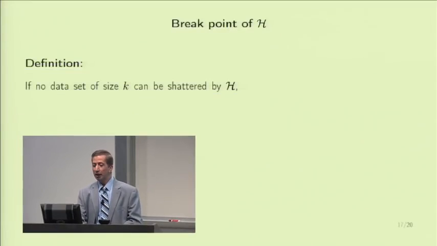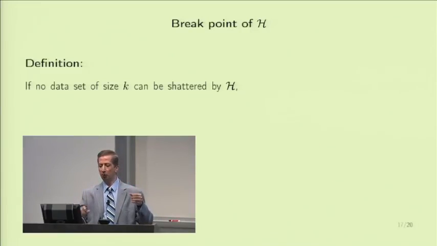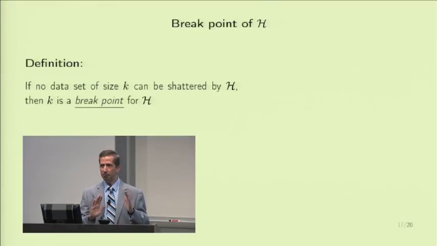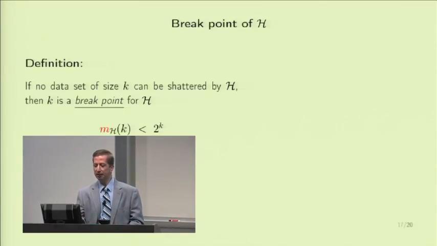So if no data set of size k can be shattered by h, that is, if there is no choice of k points on which you are able to generate all possible dichotomies, then you call k a breakpoint for h. That's what it means. You can shatter fewer than 2 to the k, which are all the possibilities for k data points.